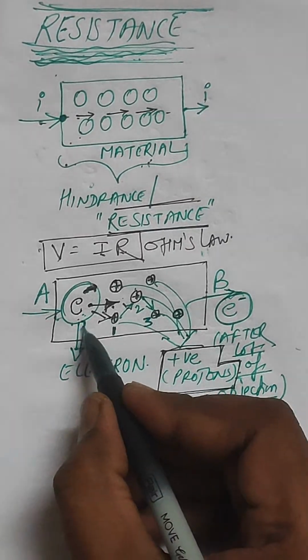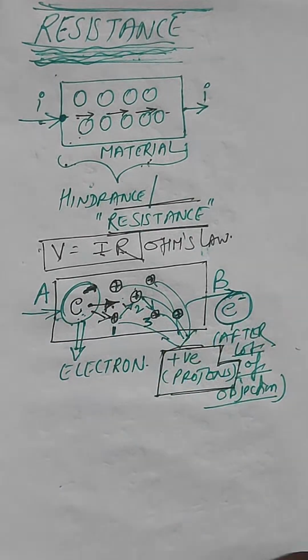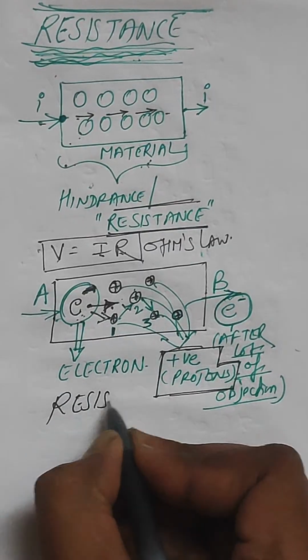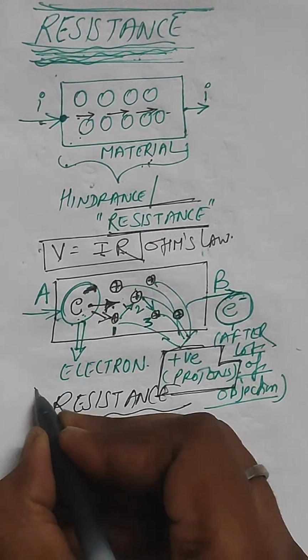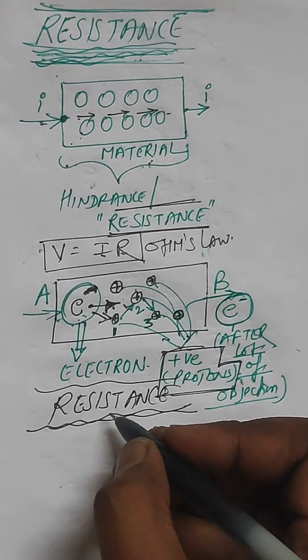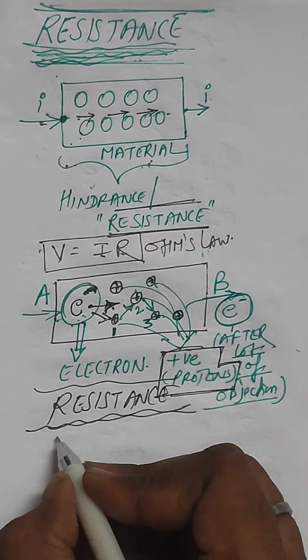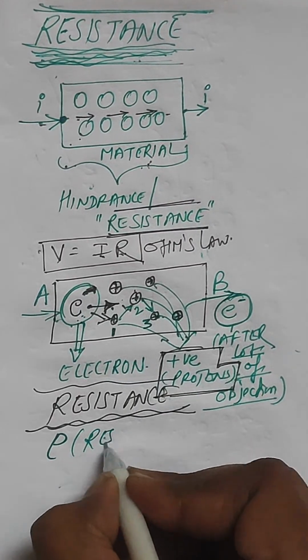So this structure or this concept creates the fundamental of resistance, and this property of any material or any item is called resistance, and every material has a certain resistivity. Okay, so we will understand resistivity also. So this is the resistivity. What is resistivity?